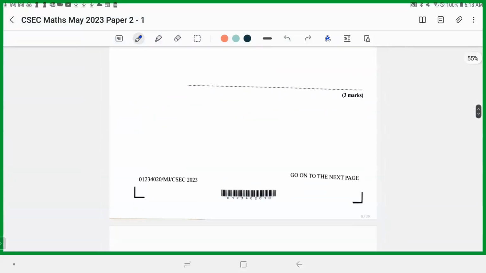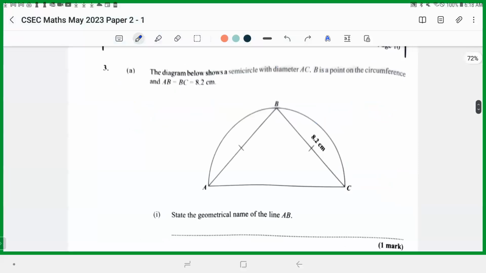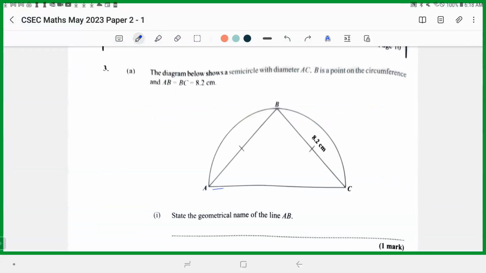Next one is here. All right, so this one now they give us this diagram. The diagram below shows a semicircle. The diameter is AC. That's a diameter AC. It says B is a point on the circumference, and our diameter subtends 90 degrees. So right off the bat, I know that this is a right angle. The angle in a semicircle is 90 degrees.